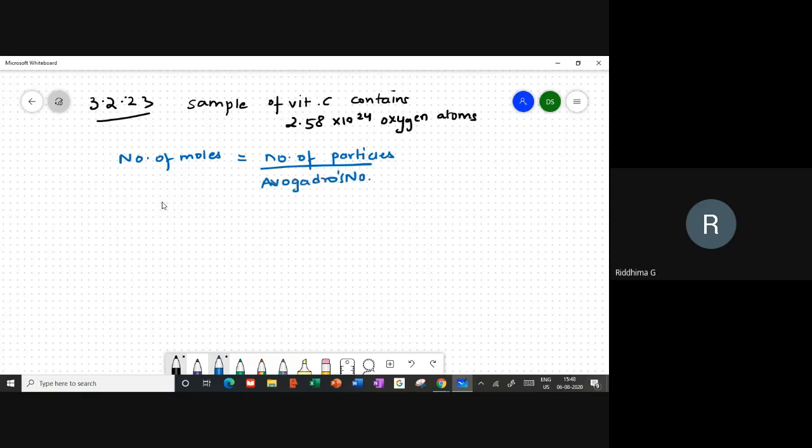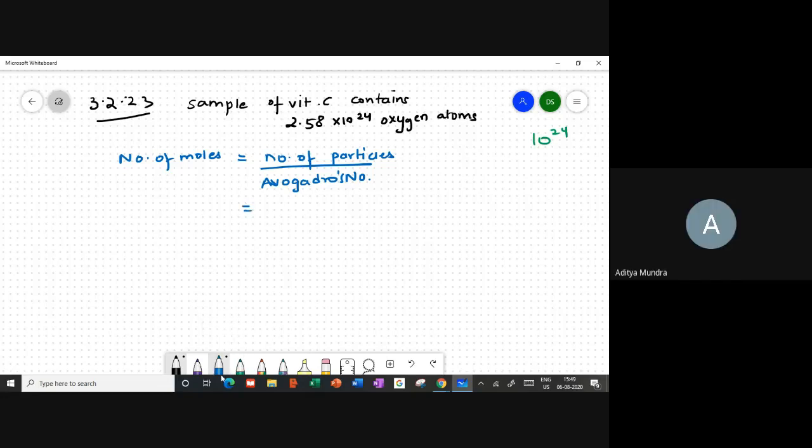Once again, I'll tell you the hint in case you all are finding it hard to comprehend the question. The easiest way is just see if you're given anything, like in this question you are given 10 to the power 24, right? So automatically use the second formula because you will get Avogadro's number and the powers will get eliminated.